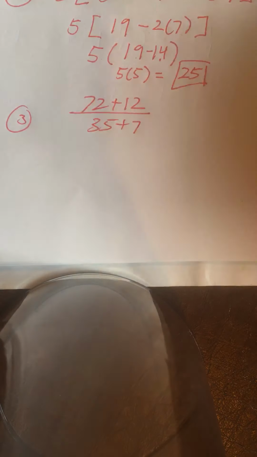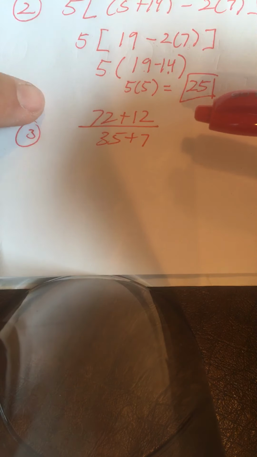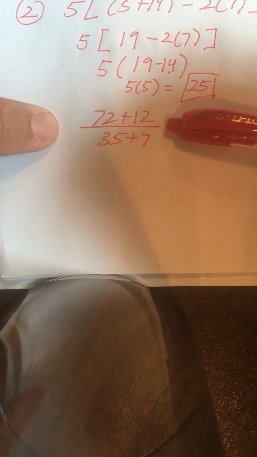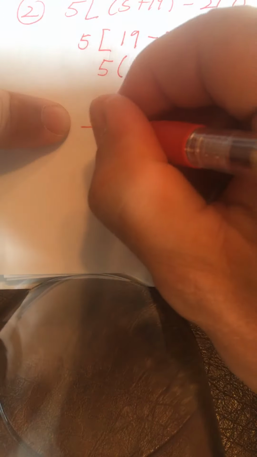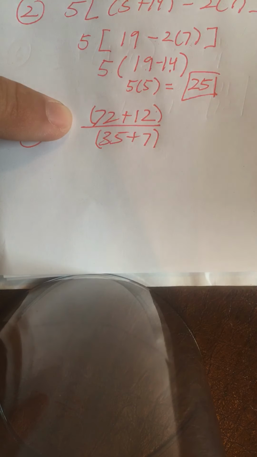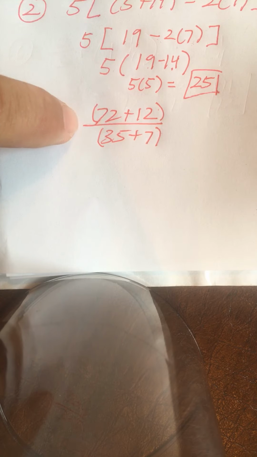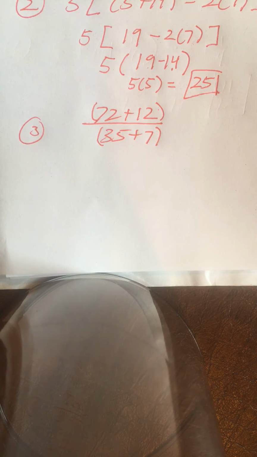Okay, one last one that I want to show you is when we have something that looks like a fraction. We know that this big bar means division. We're going to keep it like this. But if you see this big bar, that automatically means there are grouping symbols up above, and there are grouping symbols down below. Okay, that's what that big bar means. So now that we have those, that kind of changes the game a little bit.